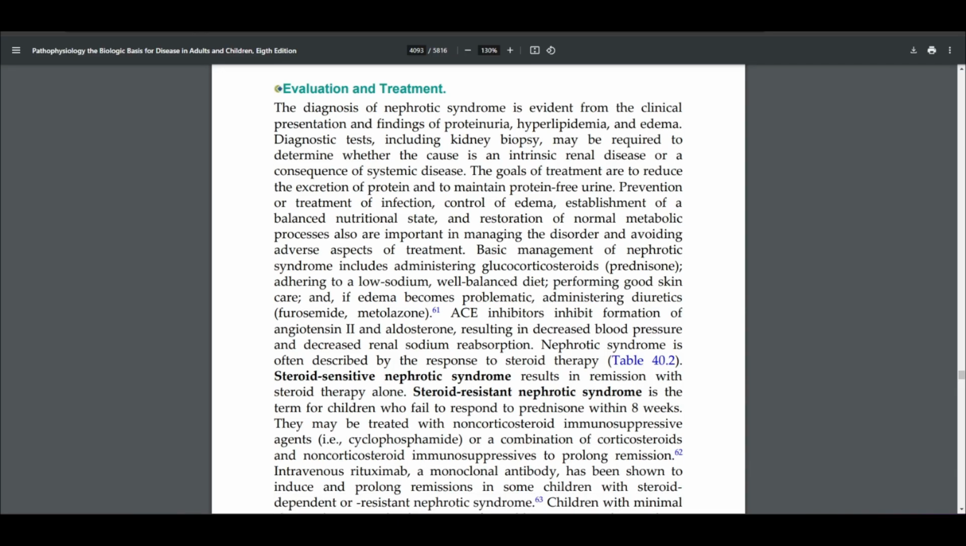So our evaluation and treatment. The diagnosis of nephrotic syndrome is evident from the clinical presentation and findings of proteinuria, hyperlipidemia, and edema. Diagnostic tests include kidney biopsy, which may be required to determine whether the cause is an intrinsic renal disease or a consequence of systemic disease.